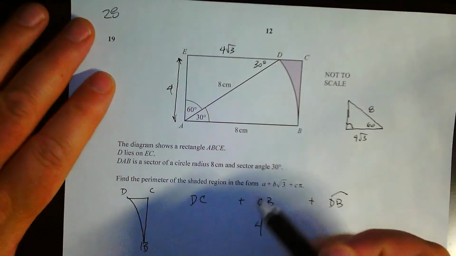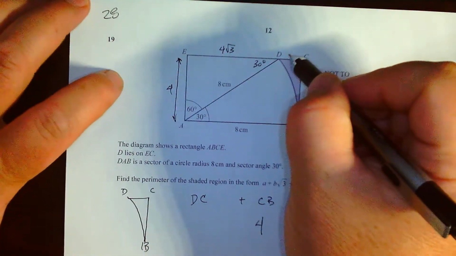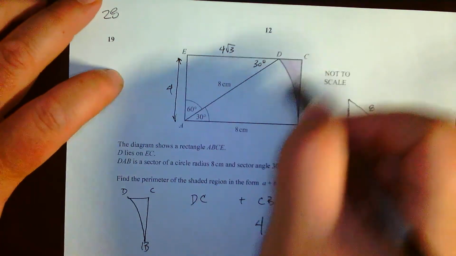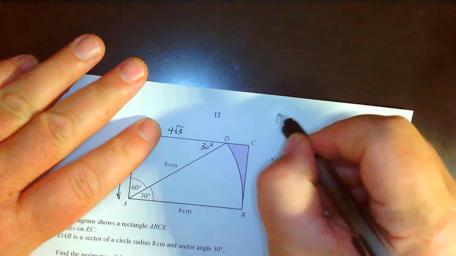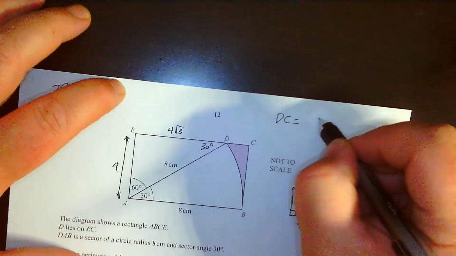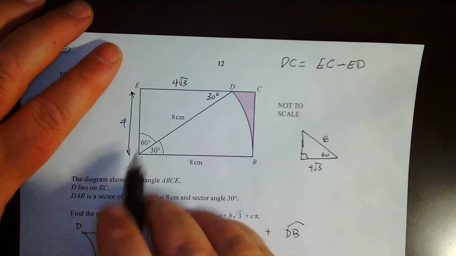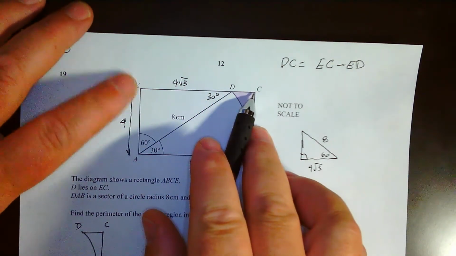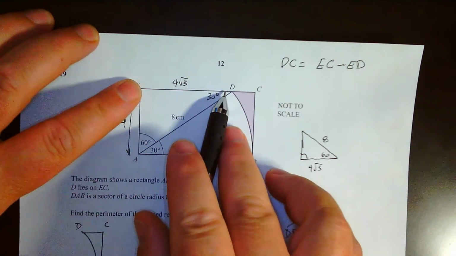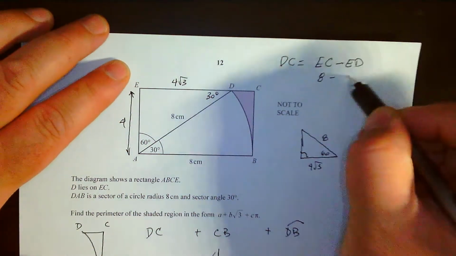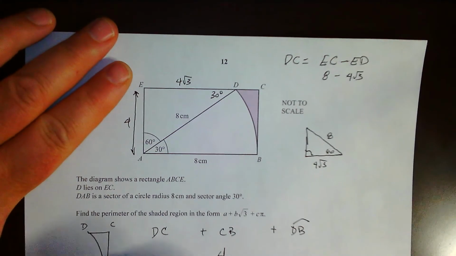Now DC, look at this. DC is going to be the whole thing right here, EC, right? Would you guys agree with this? DC is equal to EC minus ED. Would you guys agree with that? DC, this part, is going to be equal to the whole thing minus this part. Well, isn't the whole thing EC 8? And that part's 4 root 3. So this is 8 minus 4 root 3.